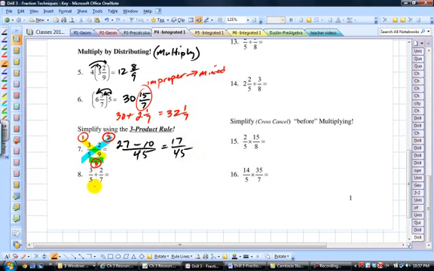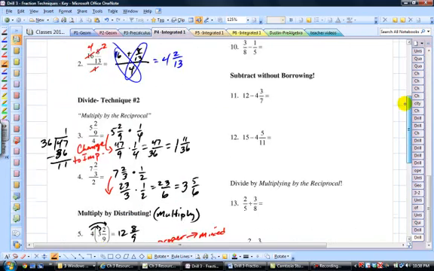Pause the video, now you try it for the addition problem. Okay, we're back now, and we're going to start off with the left cross product, and then the right, and then the product of the denominators. So 3 times 7, 21, plus 5 times 2, 10, divided by 5 times 7, 35, and that's 31/35, and you're done. Piece of cake once you get the hang of it, guys.